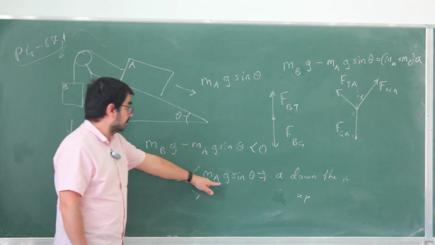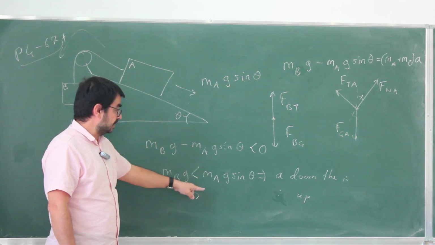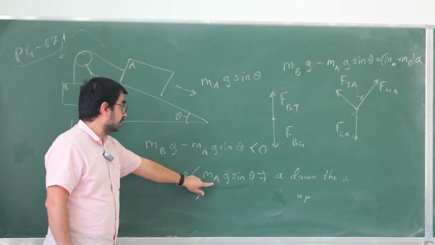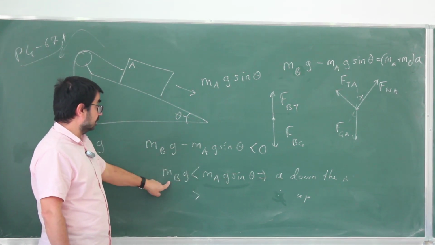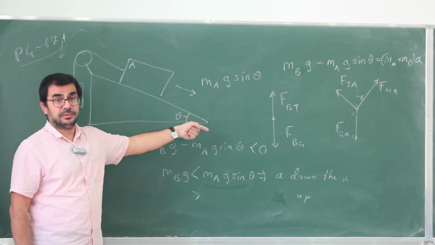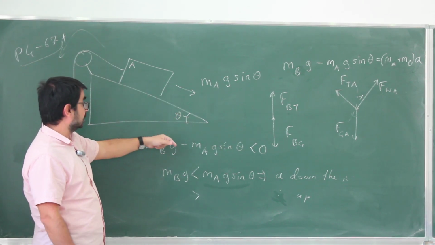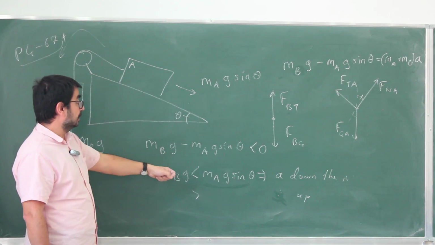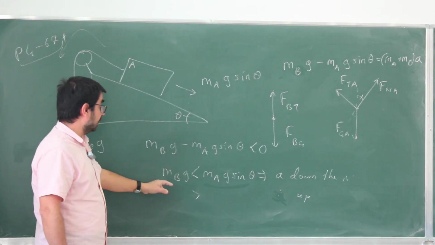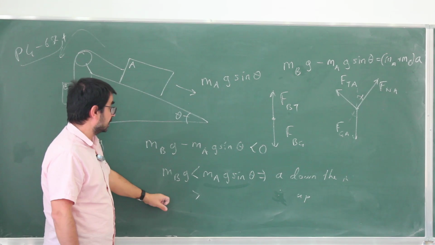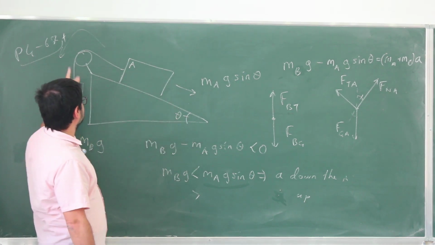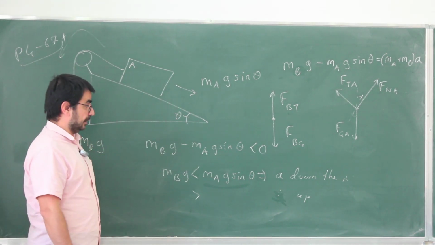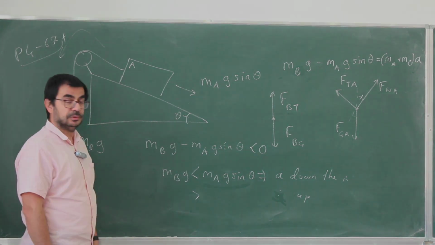If the right-hand side, if mass A is very large, the right-hand side is going to be very large, and it's going to be larger, and yes, in that case, A is going to win. It's going to fall down the incline. If MA is very small with respect to MB, then the right-hand side is going to be small, and we get this situation. Left-hand side is larger, and then B is going to pull A. It's going to go up the incline. But these are the two formal conditions for this one.